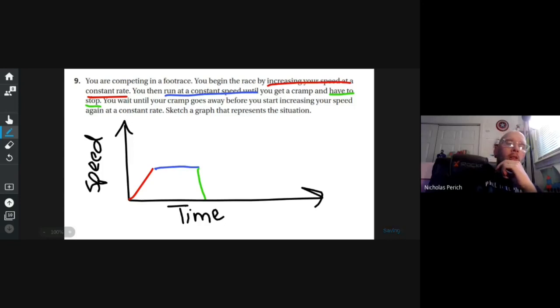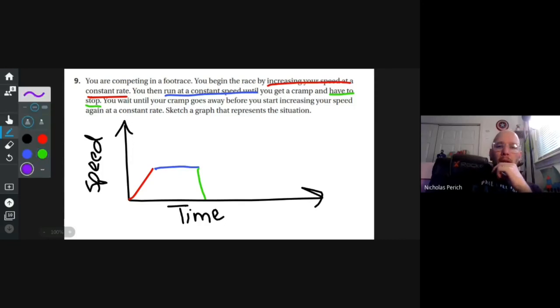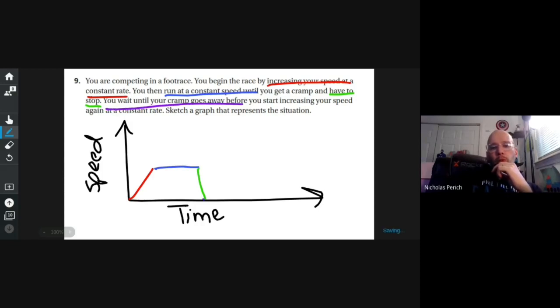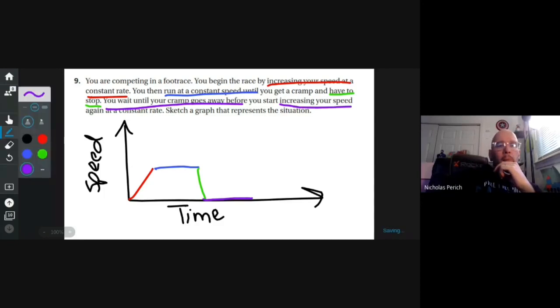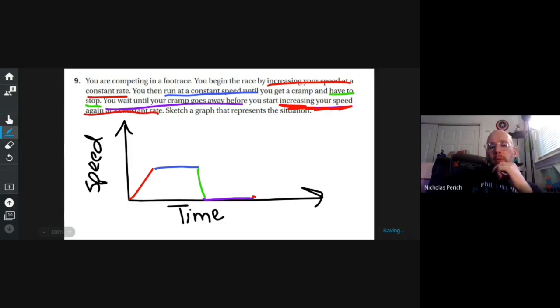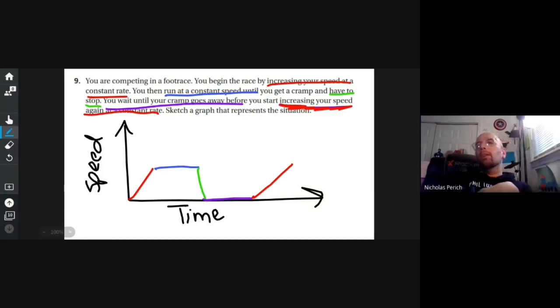You wait until your cramp goes away, which means you're bottomed out. So you're down here. And then, just like we had up here in red, you start increasing your speed again at a constant rate. There it is. So that covers the bare basics of chapter 6.